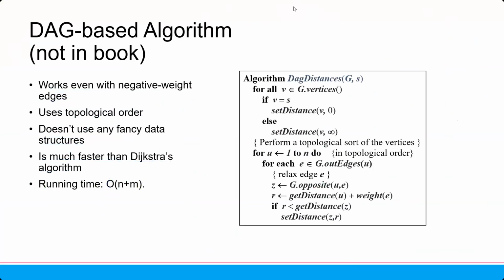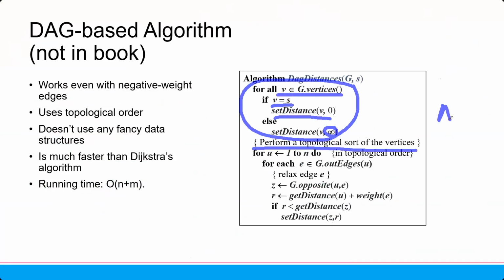So you can look at this algorithm. At the first stage, it is similar to the Bellman-Ford. We want to check for the vertices. If the v equals s, then let's set the distance 0. If it's not, then let's set infinite. And then we perform a topological sort of the vertices. So it means we just sort A, B, C, D, E, F.